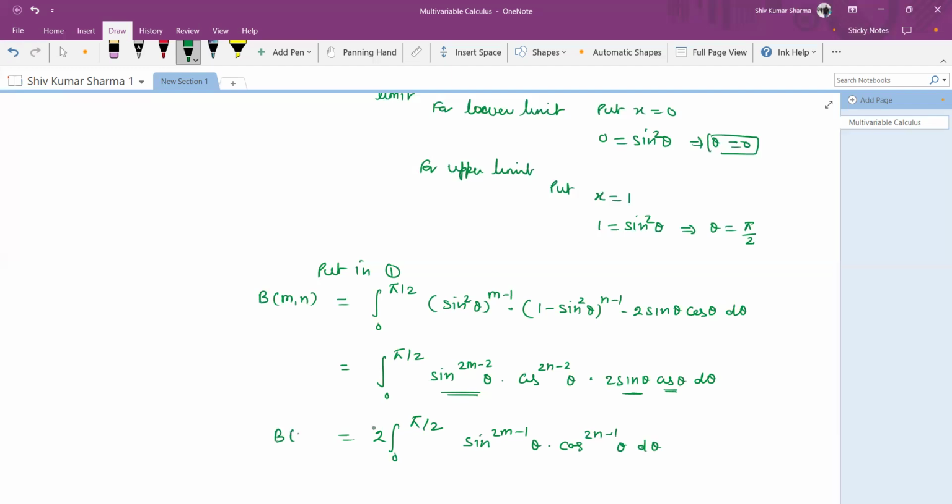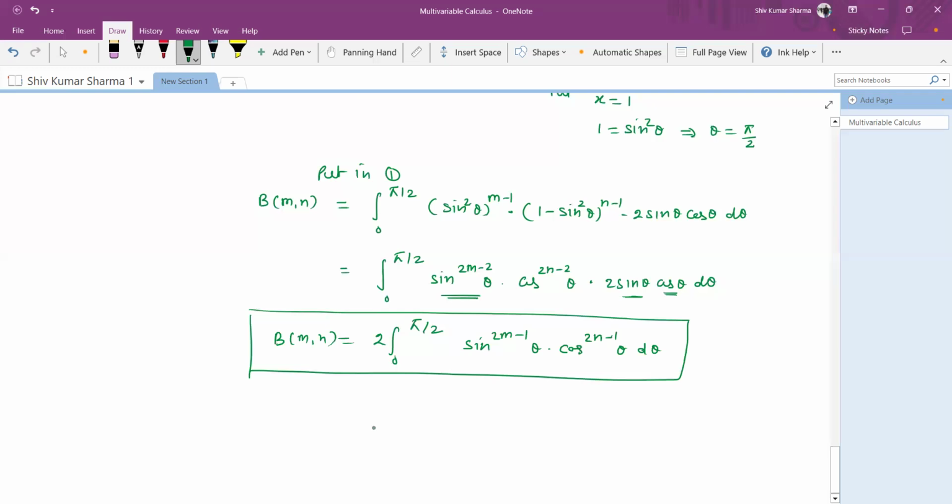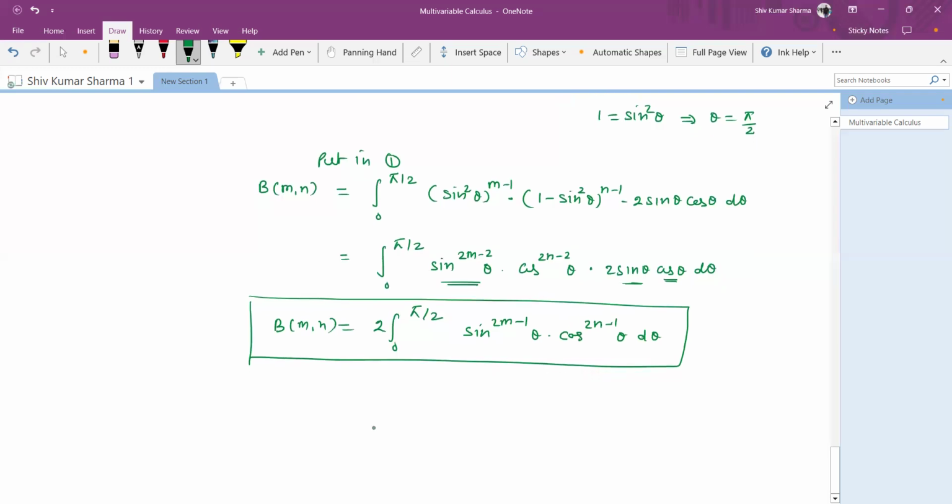So we have proved our result: Beta(m,n) is equal to twice the integral from 0 to pi by 2 of sine 2m minus 1 theta, cos 2n minus 1 theta, d theta. So we have some integrals related to that, and we will solve problems related to that also.